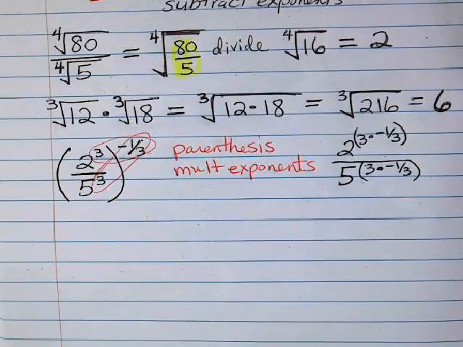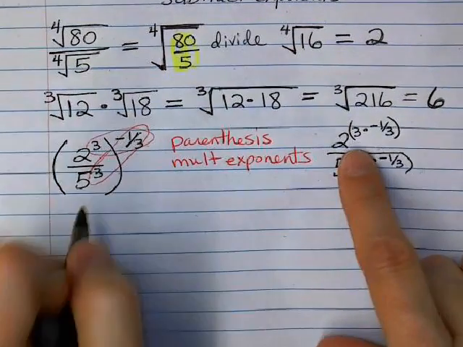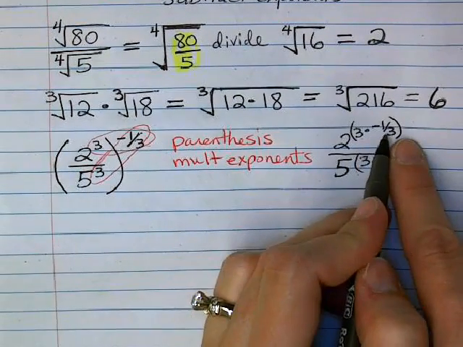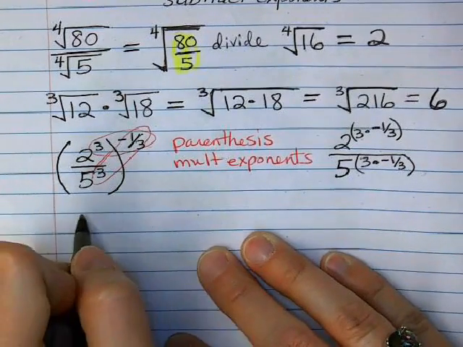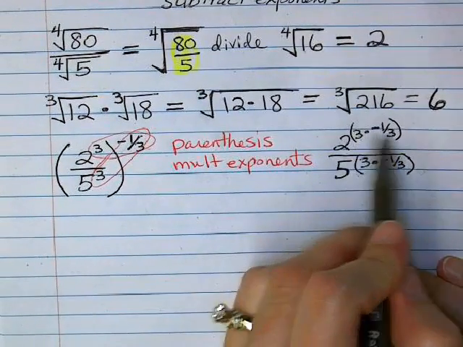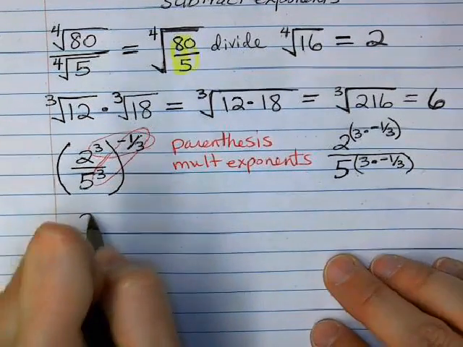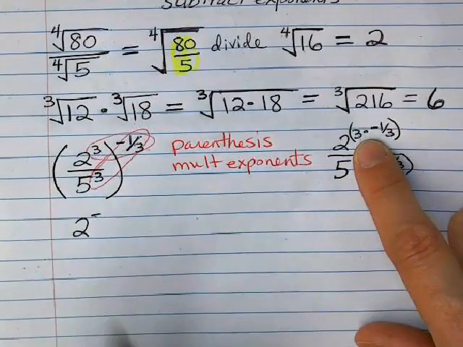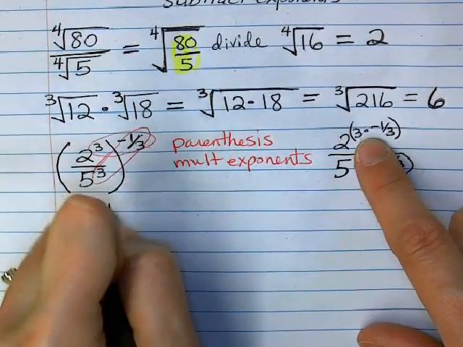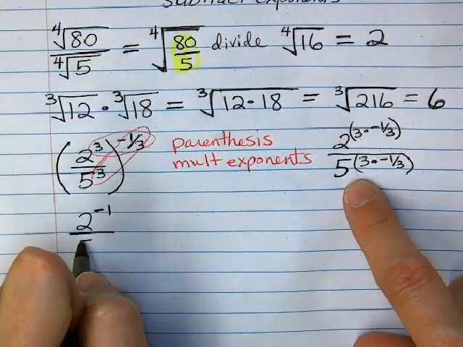All right, guys, let's see what we get. What do you get if you do 3 times negative 1/3? You get 2 to the negative something. Yeah, it comes out to negative 1. And then at the bottom, you do the same thing. That's also going to be negative 1.